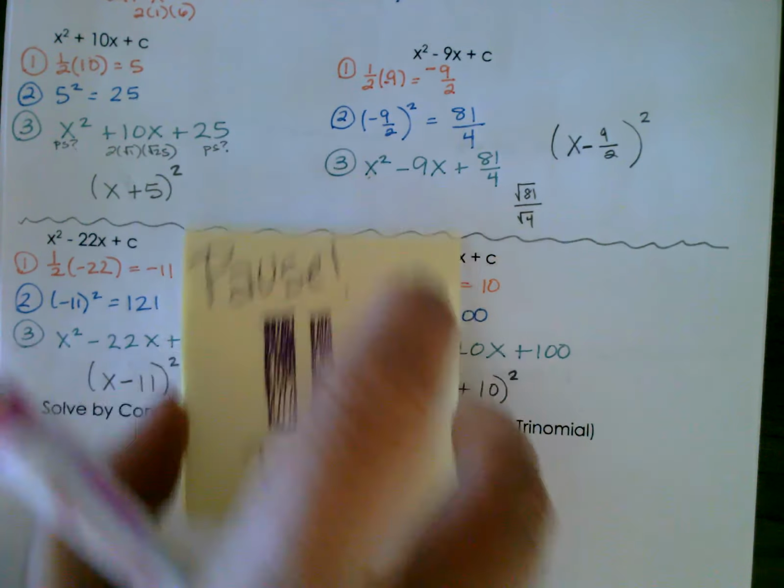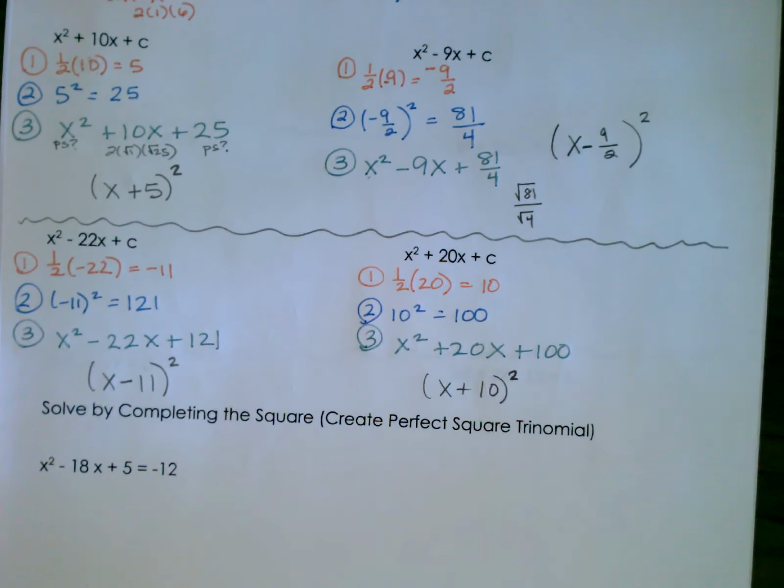Thank you for pausing the video. Take a moment, compare your answers to mine. I tried to show all my same work. I took half of the B term, I squared my answer from number 1, and I put it into the trinomial. And then I gave you factored form.